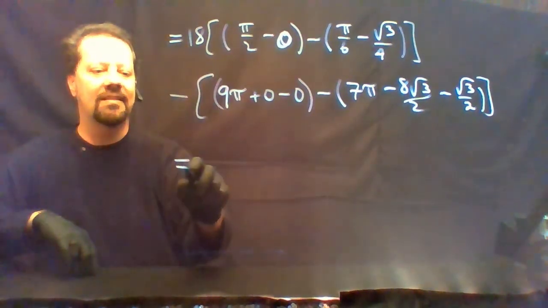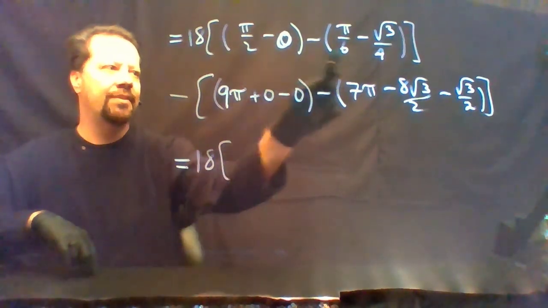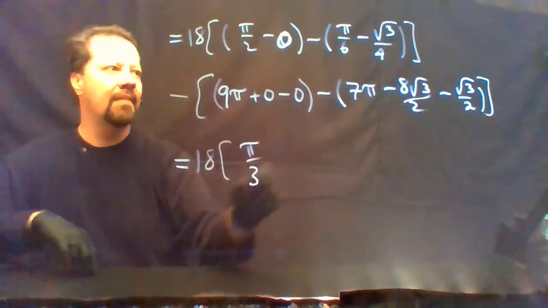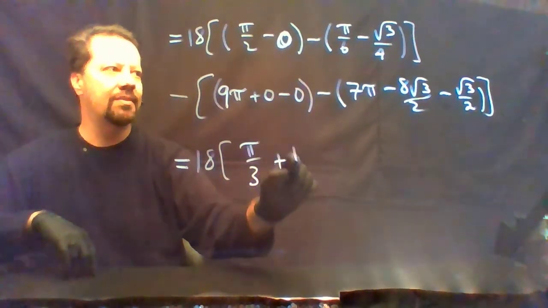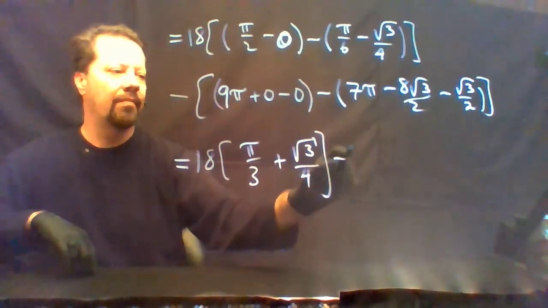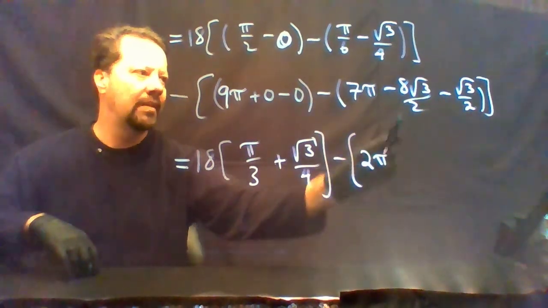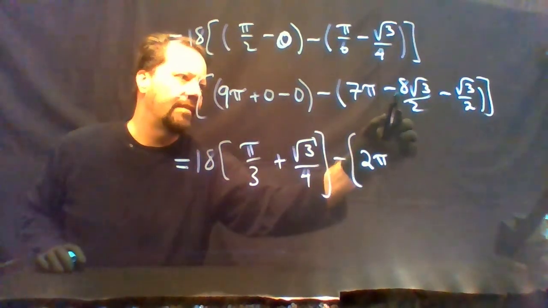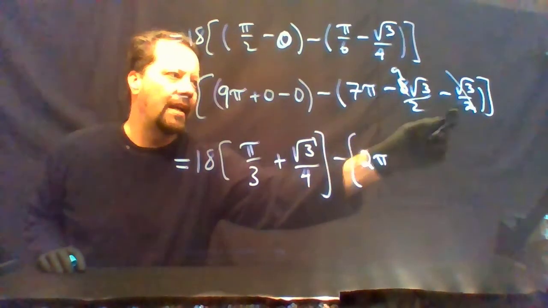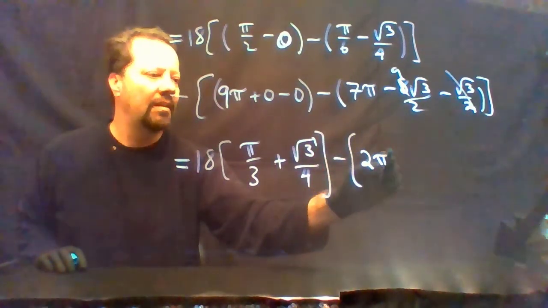Doing the arithmetic step by step, we have 18. Pi over 2 minus pi over 6 is pi over 3. Minus minus is plus root 3 over 4. 9 pi minus 7 pi is 2 pi. We have this minus 8 minus 1 minus 9. Root 3 over 2 minus minus is plus.